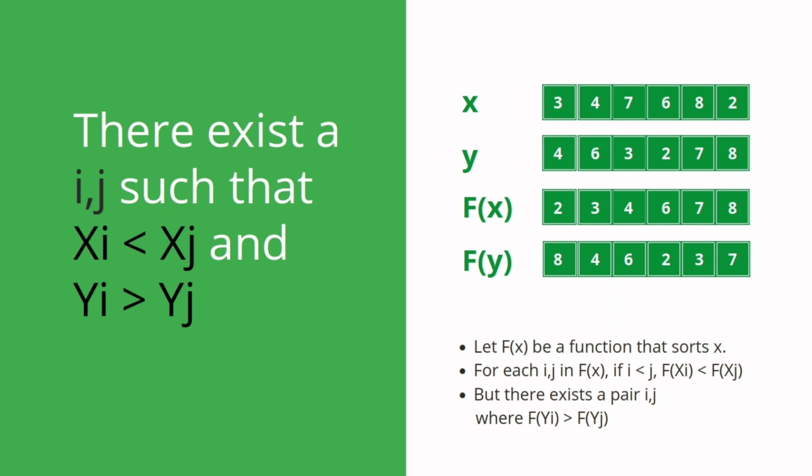Now let us define a function f of x such that the function f sorts x. So when I apply the function f on x, I get a sequence which is a sorted list, and that sequence will be 2, 3, 4, 6, 7 and 8. Now you can see that for each i, j in f of x, if i is less than j, f of x of i is less than f of x of j.